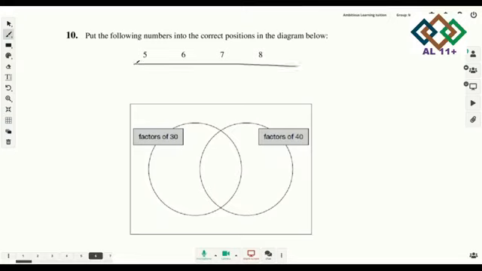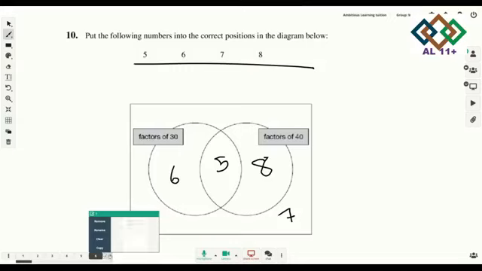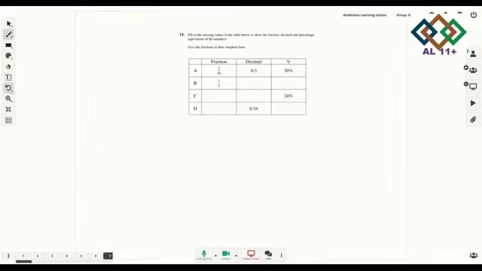You also have to look at these here. They're giving you 5, 6, 7, 8. So 6 will come here. 5 is common. 8 will come here. And 7 will come here because 7 is not a factor of any of them. So let's move on to number 11.